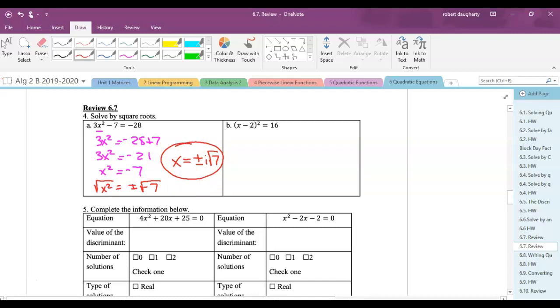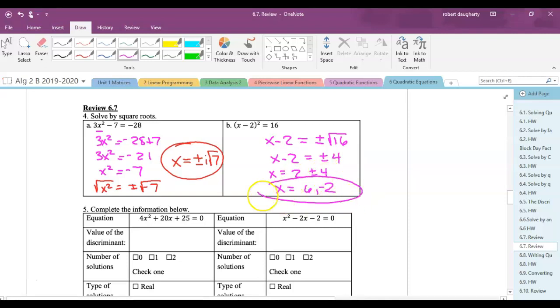In the next one, what is being squared is the x minus 2. It is already isolated. Take the square root of both sides here, you get x minus 2 equal plus or minus the square root of 16. x minus 2 equal plus or minus 4. x equal 2 plus or minus 4. Therefore, x is equal to 6 or negative 2.